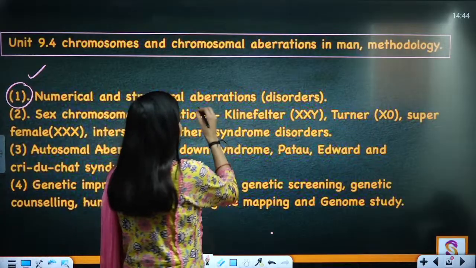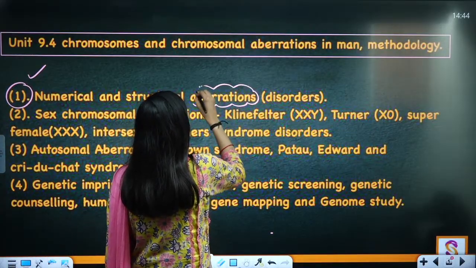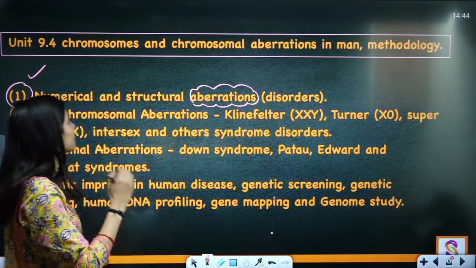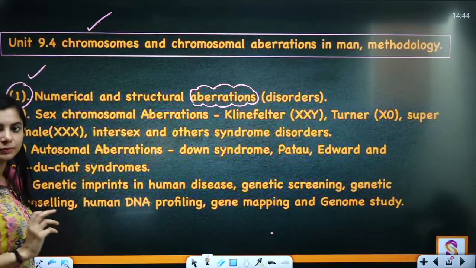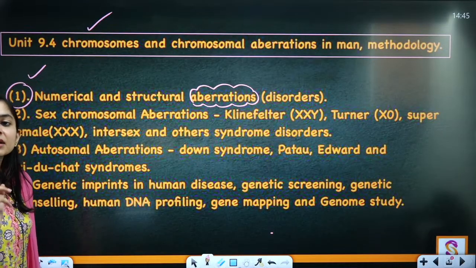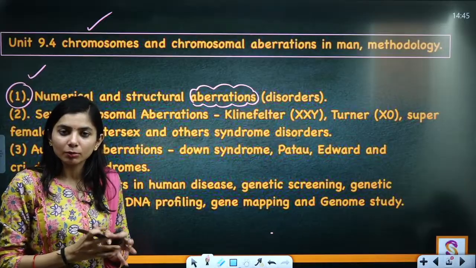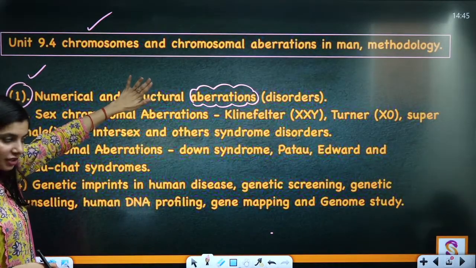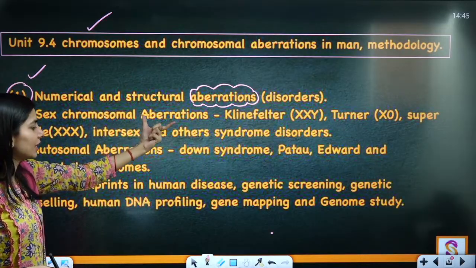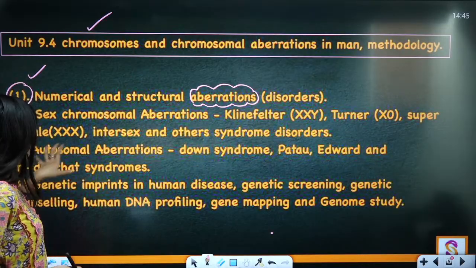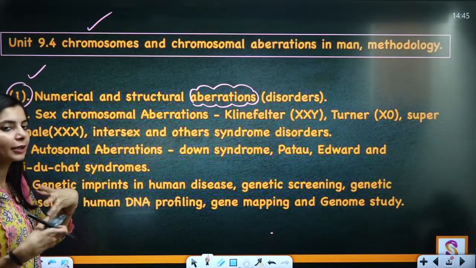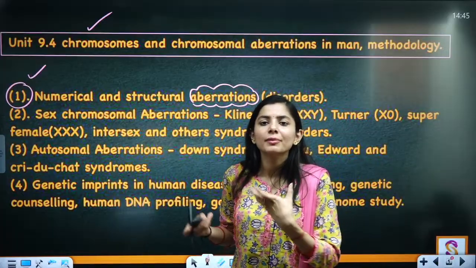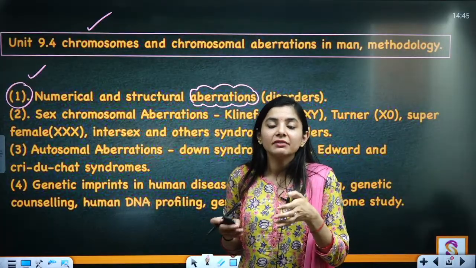So first we will try to know what we mean by the word aberration. But before knowing about the word aberration, we would be explaining the word chromosome. Once we are done with the basic explanation of the word chromosome, then we would be explaining the numerical and structural aberration first, and then sex chromosomal aberration, Klinefelter, autosomal aberration. So we will try to know what we mean by these words, autosome, what we mean by the word sex chromosome, and what are their applications.